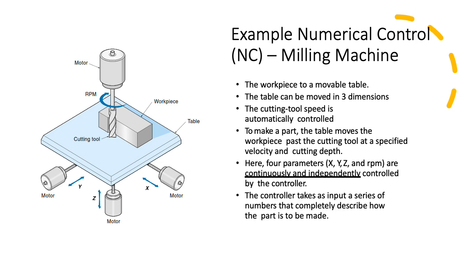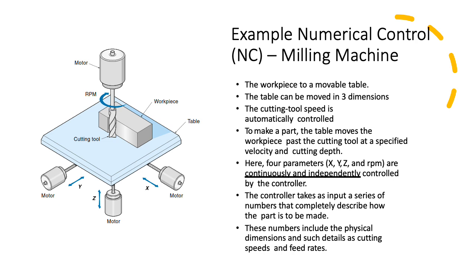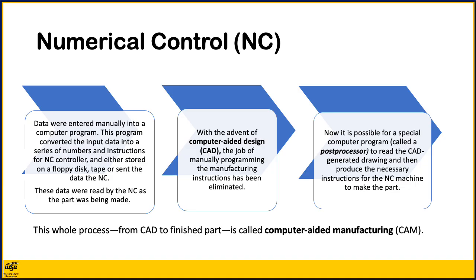The controller takes as its input a series of numbers that completely describe how the part is to be made. These numbers include the physical dimensions and such details as cutting speeds and feed rates. NC machines have been used since the 1960s, and certain standards that are unique to the application have evolved.